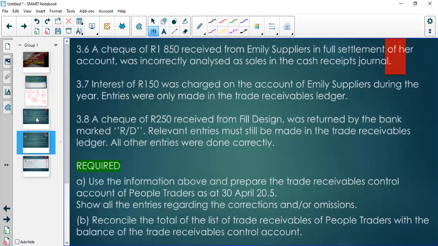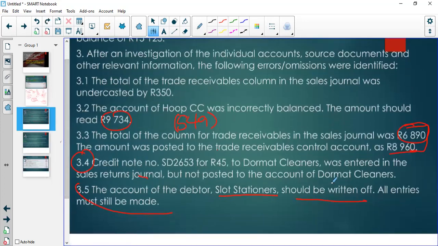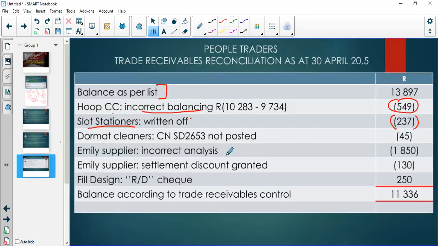Remember that. That doormat cleaners, or rather doormat cleaners, I don't know. So we are told that it was not posted to their individual account. A credit note means they retained what they had bought. All right. So they no longer owe us this 45 rand because they retained it. So we have to put it in brackets and subtract. And remember that Emily incorrect analysis.